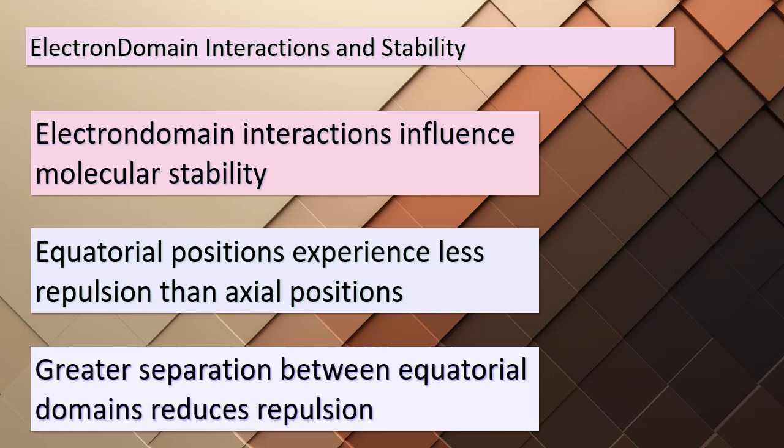The reason behind this lies in the angles we discussed earlier. The greater separation between equatorial domains, at 120 degrees, leads to reduced repulsion. This balanced distribution of repulsive forces contributes to the overall stability of the trigonal bipyramid arrangement. Isn't it fascinating how even at the microscopic level, these interactions have a profound impact on molecular structures? Let's continue our journey of discovery.